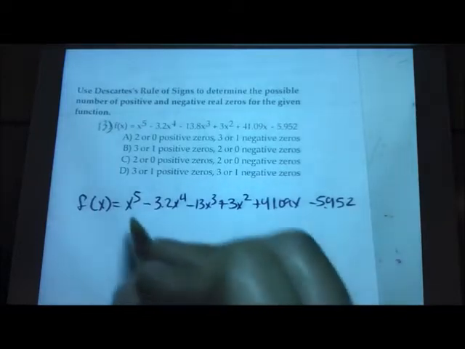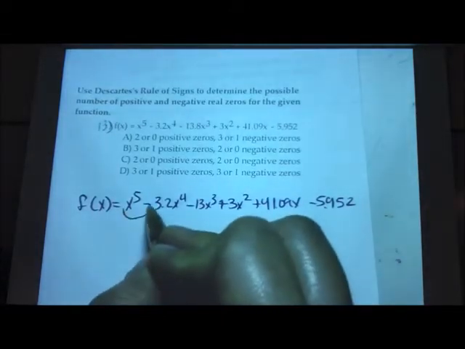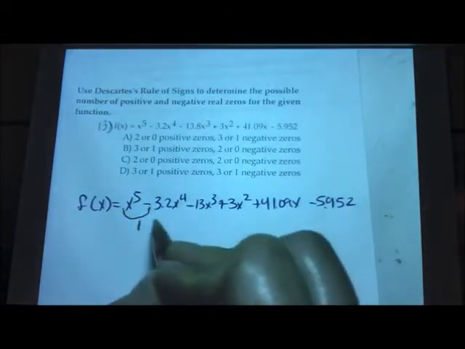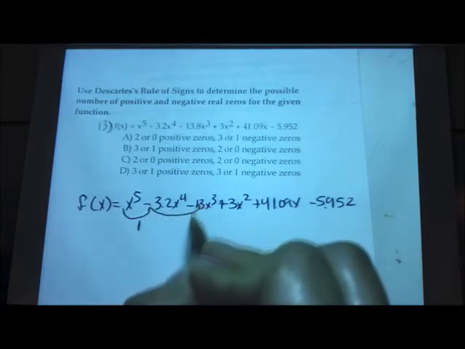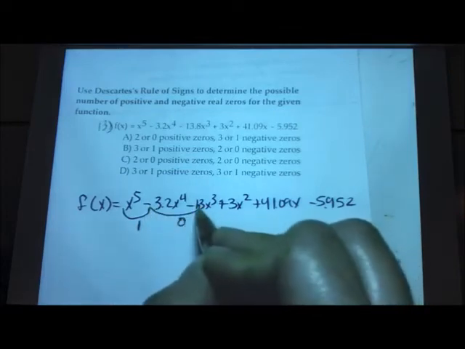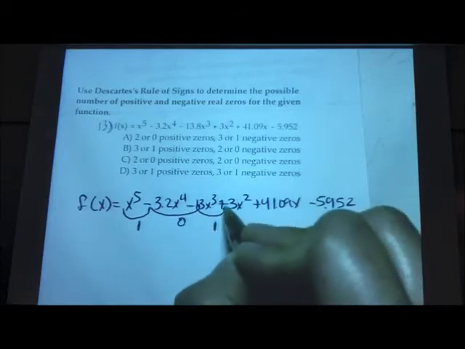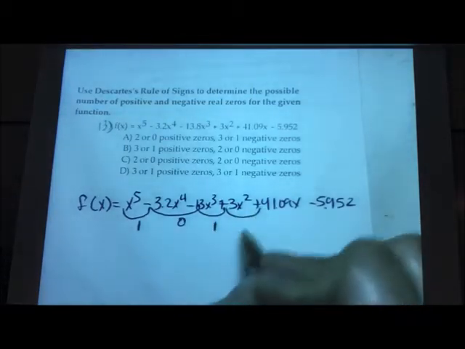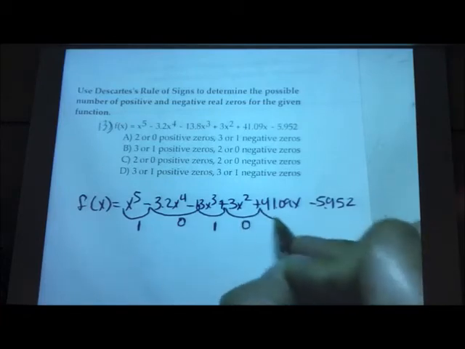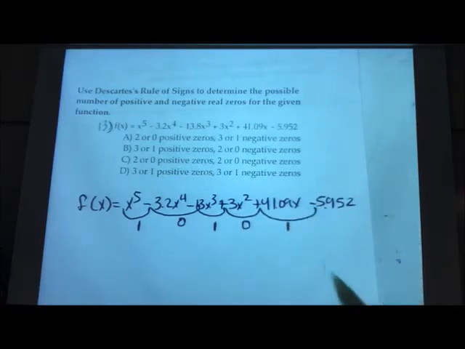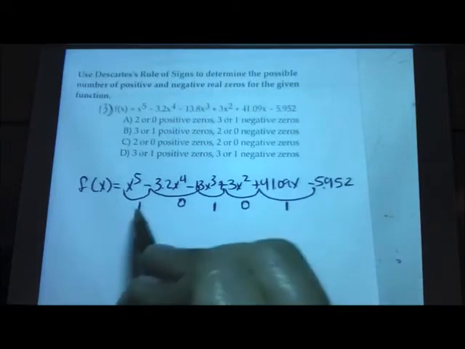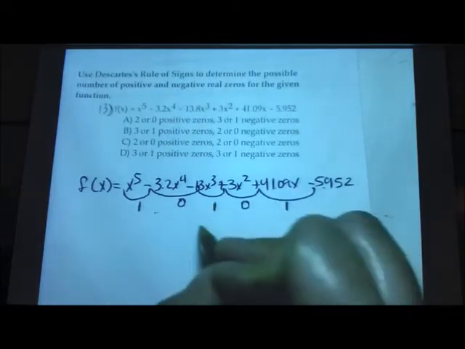So my first is positive, and it goes to a negative. Is there a change there? Yes. From a negative to a negative, is there a change? No. From a negative to a positive, is there a change? Yes. From a positive to a positive, is there a change? Nope. From a positive to a negative, is there a change? Yes. So when I add my changes, that's 1 plus 1 plus 1, which is 3.